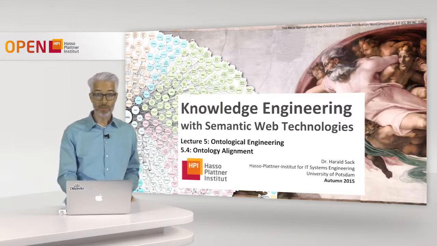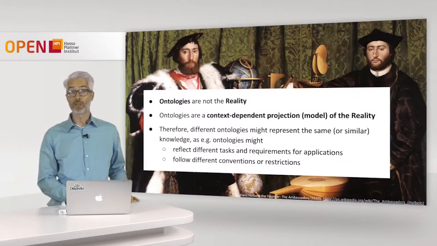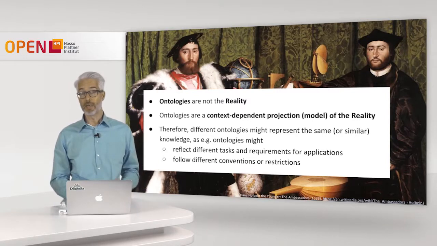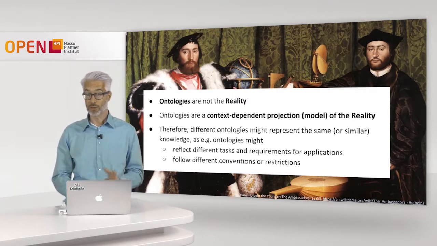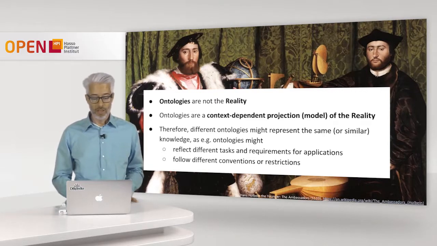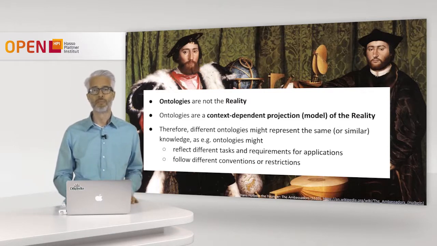Okay, but first of all, let's keep in mind that ontologies are not the reality. They are only a description of the reality, and for this, of course, they are always in the eye of the beholder. We have talked about that already when we introduced ontology. So ontologies are so-called context-dependent projections, so they are a model of the reality.